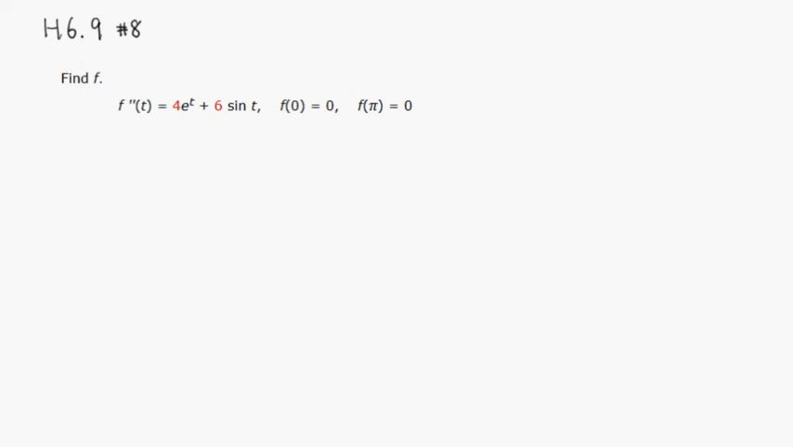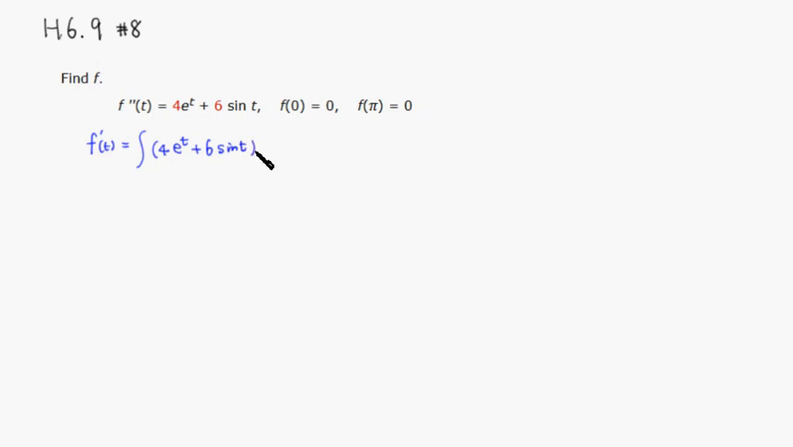Let's look at homework 6.9, problem number 8. Right, so we have a second derivative given here, and we have a couple of initial conditions, so to find the original function, first we want to find f prime of t. We can find that by taking the antiderivative of 4e to the t plus 6 times sine of t with respect to t.